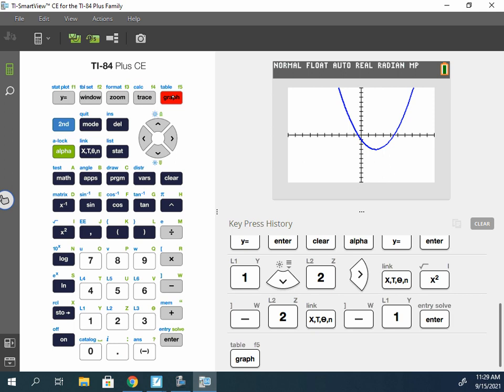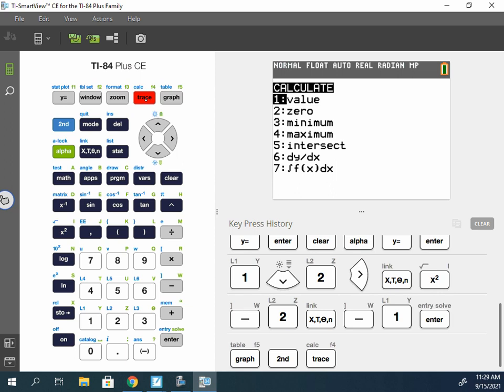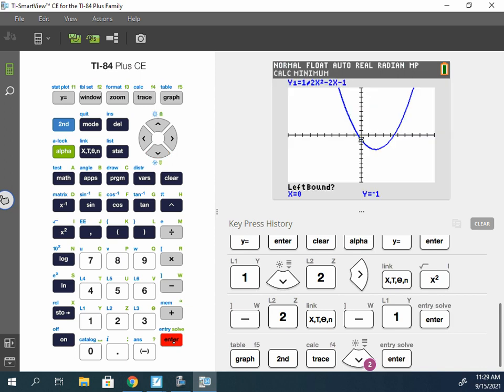Now, hit second trace, second calculate. Well, look at this here. So number 3 is minimum, isn't it? So I can go down and select minimum. So go down to 3 and hit enter. So once you go down to 3 and hit enter, I think you should have a screen like this.